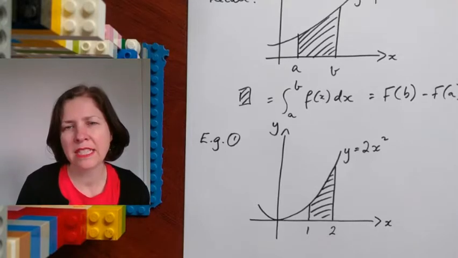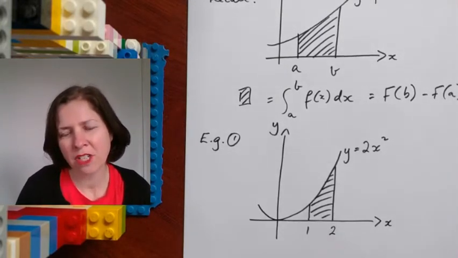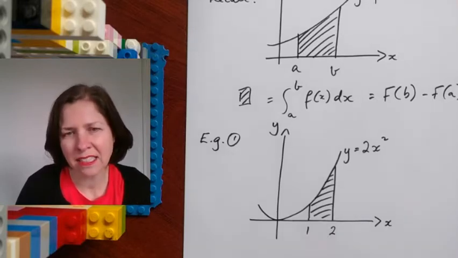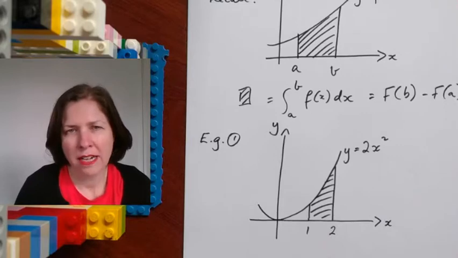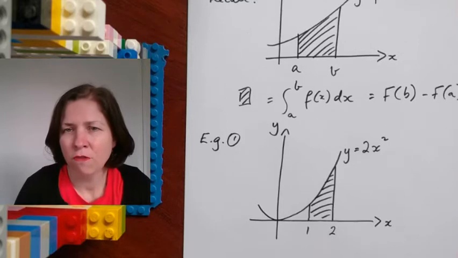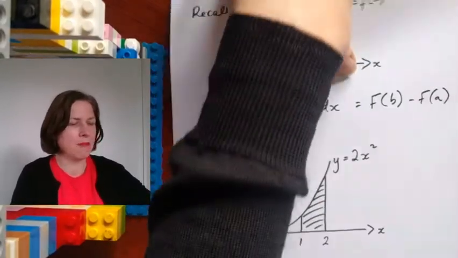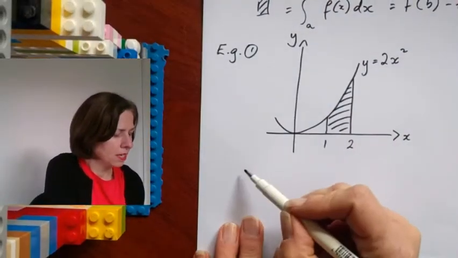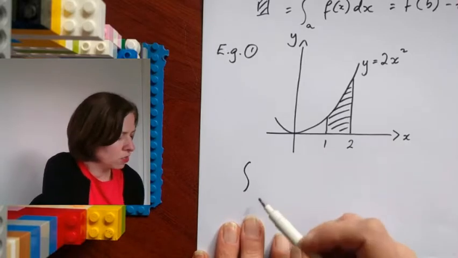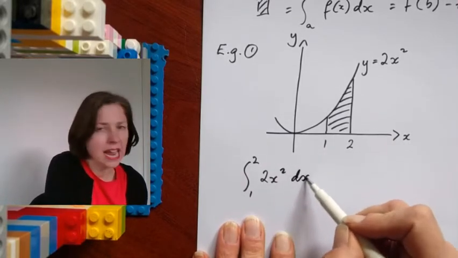So there's my first example. I want to find the shaded region. So that region is bounded by four lines. There's the x-axis, then there's the line x equals 1, that's a vertical line. There's the line x equals 2, that's also a vertical line. And then there's a curve, which is y equals 2x squared. So I need to find this area. So basically what that means I'm finding is the definite integral from 1 to 2 of 2x squared dx.